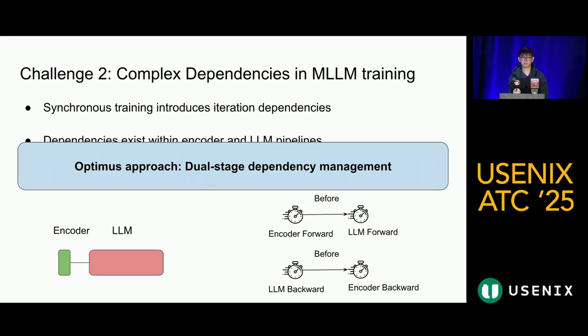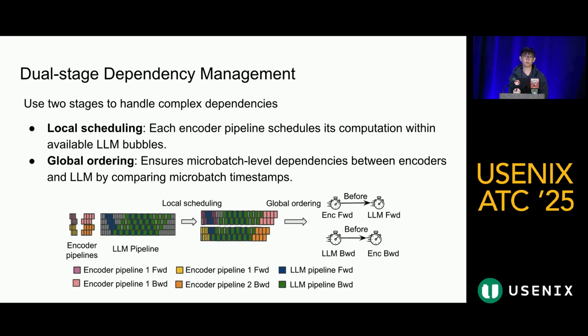So for Optimus, our approach is to use dual-stage dependency management. We break it down into two parts. The first part is local scheduling. The second part is global ordering. Because we are using different parallelism plans for the encoder and LLM, for the GPUs that deploy one LLM pipeline, there can be multiple encoder pipelines. So our approach is to divide the work into different pipelines, and each pipeline will try to schedule its computation within the available LLM bubble.